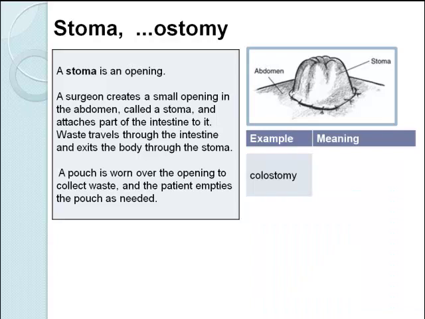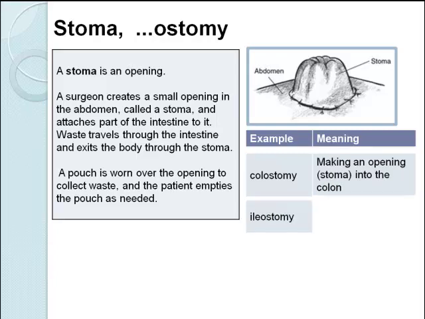Let's look at some word examples. A colostomy, let's break it down. Ostomy, if we think S for that staying open, so it's creating the opening into the colon. Ileostomy. Ile relates to the ileum, which is the last part of the small intestine. So ileostomy would be making an opening into the ileum.